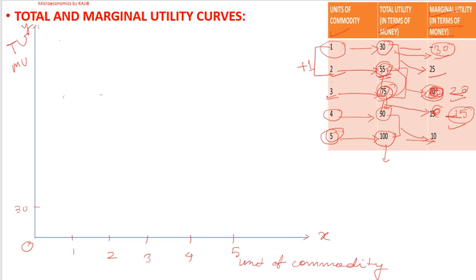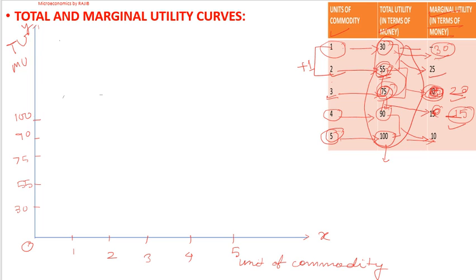Suppose this is 30 and this is 55, and after 55 we have 75. Take 75 here, from this column of the table. After 75 we have 90, just take 90 here, and after 90 we have 100, so take 100 here. Now connect these.